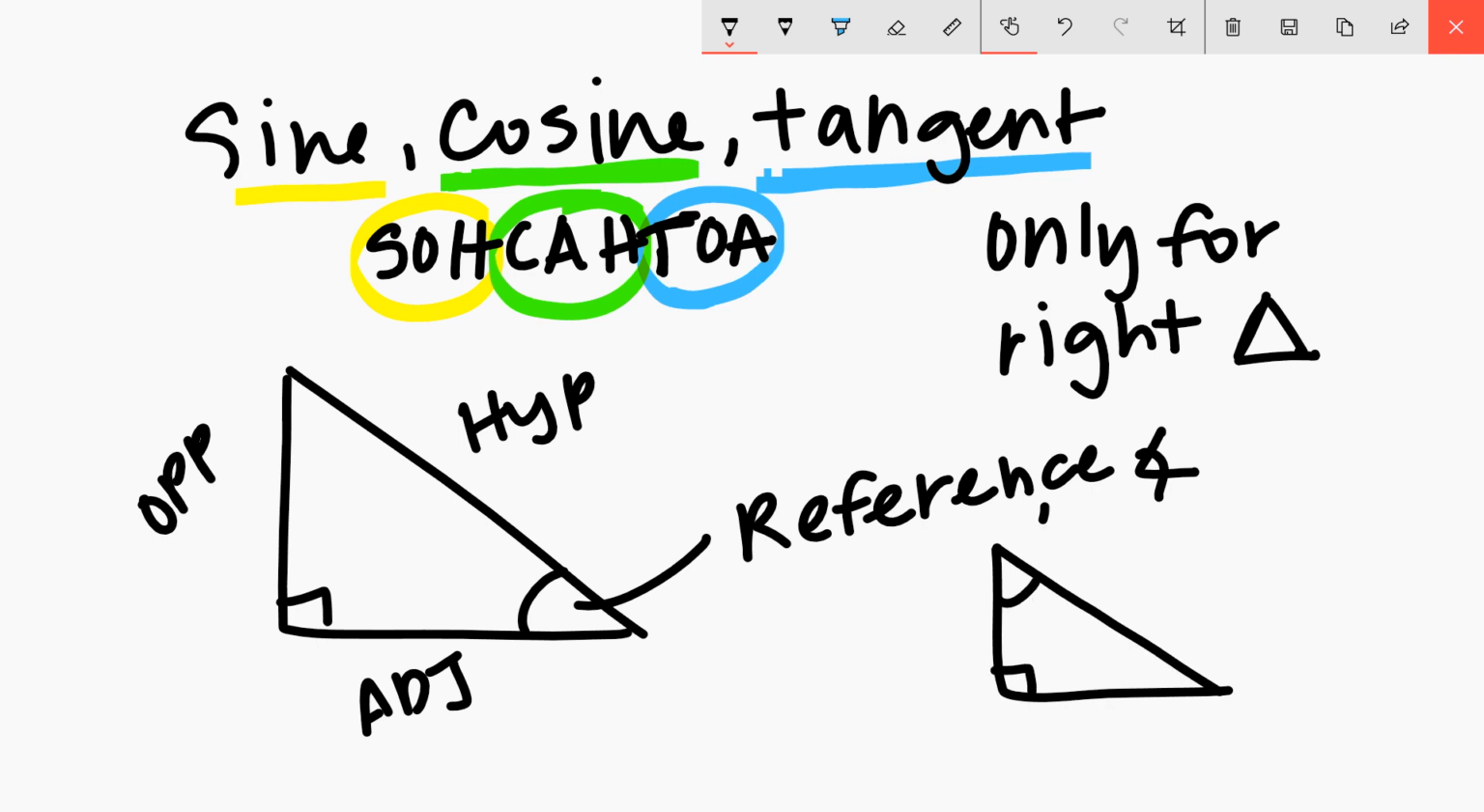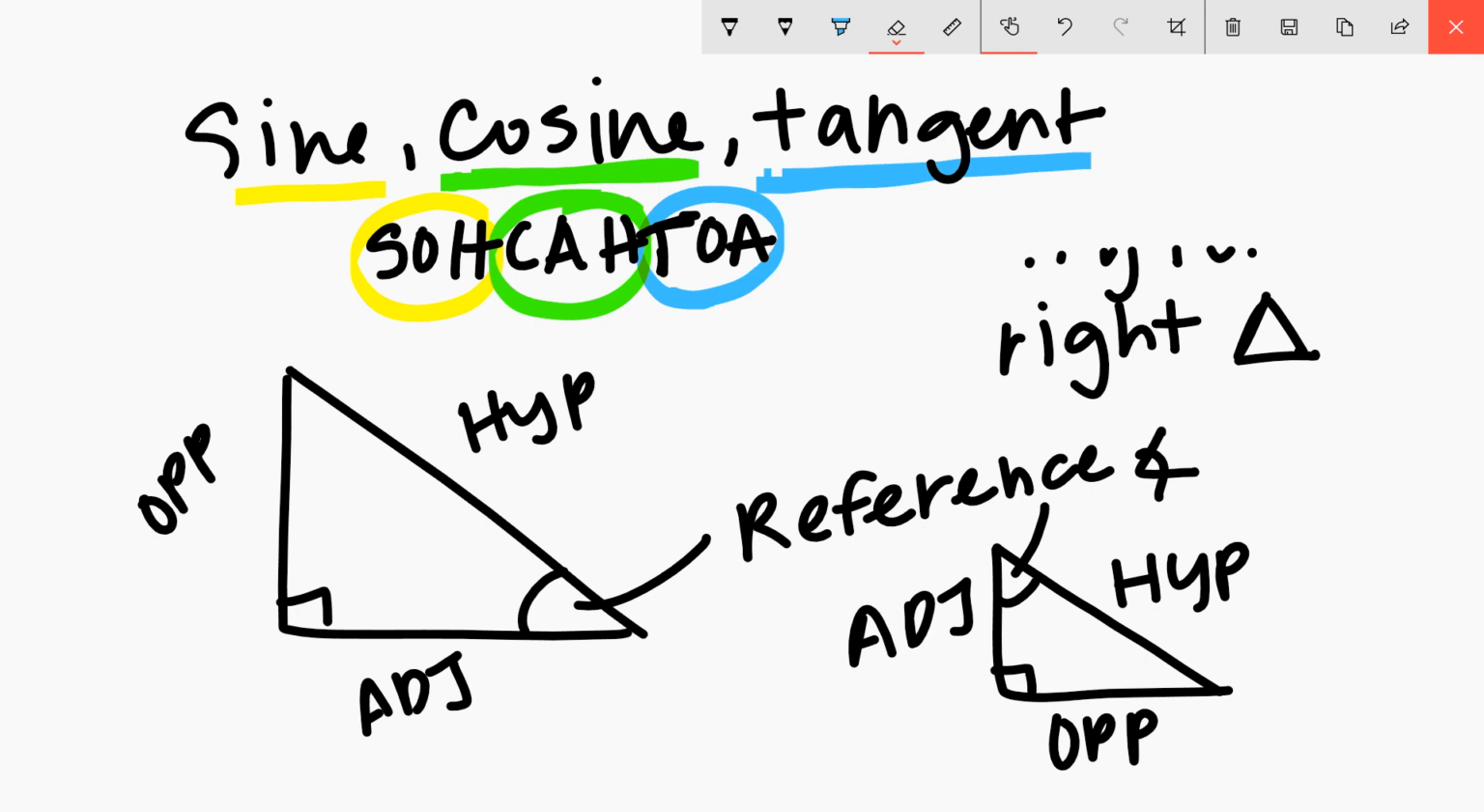This works even if I drew the same triangle, but let's say my reference angle is here now. Now it has to change where my opposite has to be here because that's where it's opposite of my reference angle. Adjacent needs to be touching my reference angle, and hypotenuse is still there across from my right angle. So when we're trying to solve for sine, cosine, or tangent, I'm going to erase parts of these.